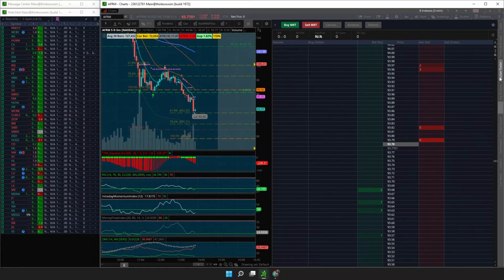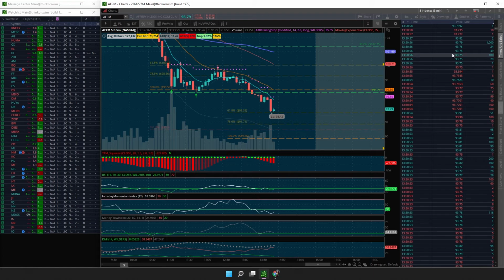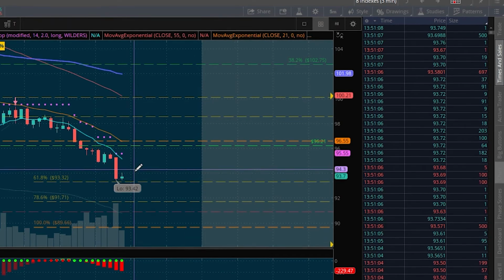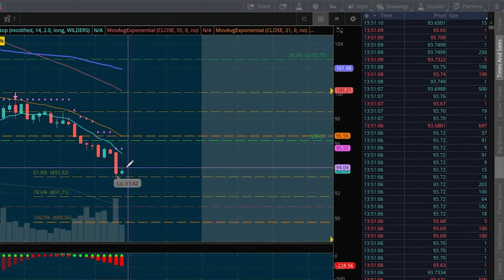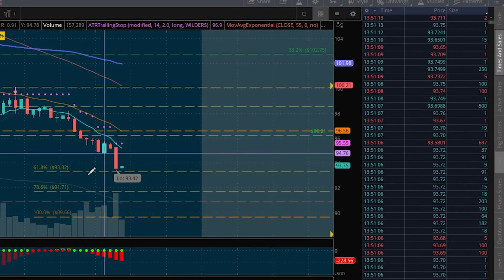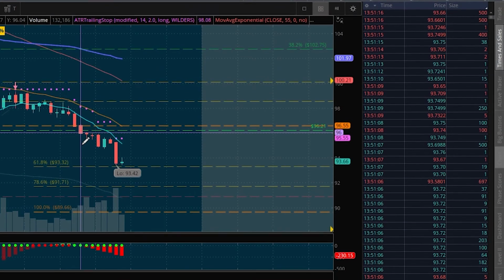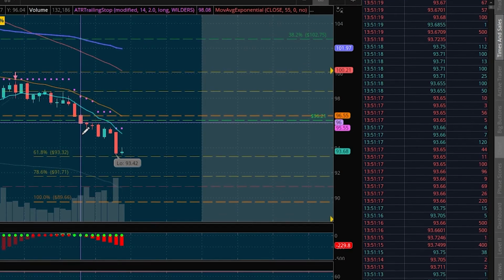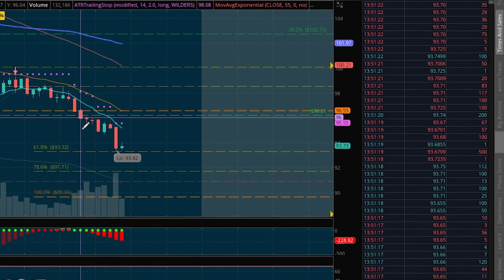If I pull up the time and sales, we can see all of the activity that's happening. It's a lot of red. We're getting a lot of resistance on this 94 price level. And so I can say with 95% certainty that this is going to continue to break down into our next 78.6 retracement level.